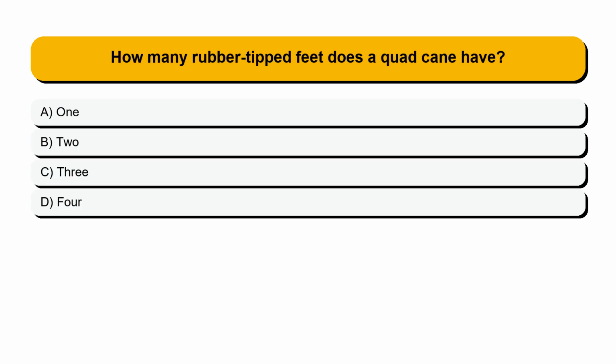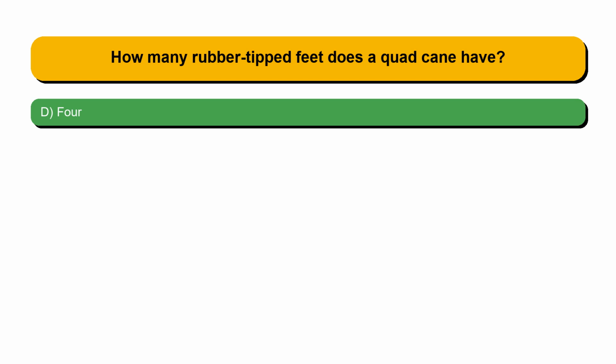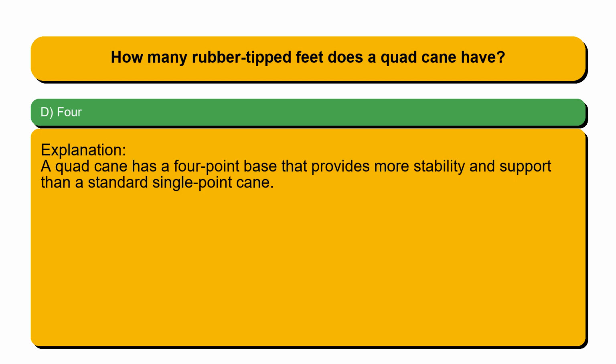Question 26. How many rubber-tipped feet does a quad cane have? Option A. 1. Option B. 2. Option C. 3. Option D. 4. The correct answer is option D. 4. A quad cane has a 4-point base that provides more stability and support than a standard single-point cane.